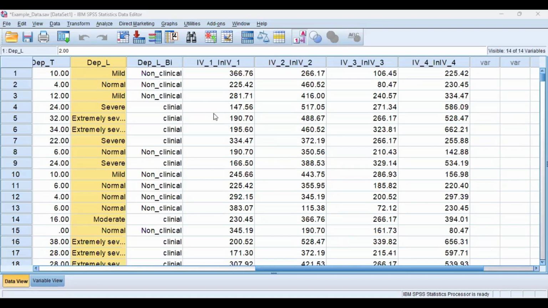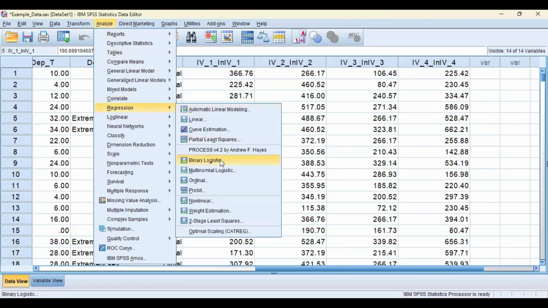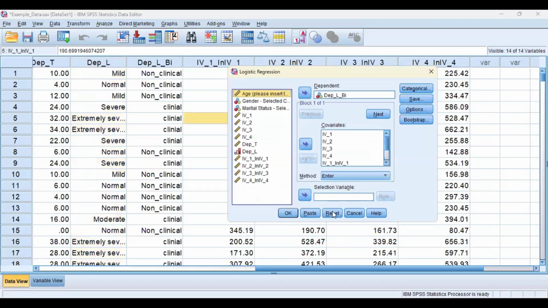Now let's start with binary logistic regression. How do we run the main analysis of binary logistic regression? So first you go to Regression, you go to Binary Logistic, and let me reset that.